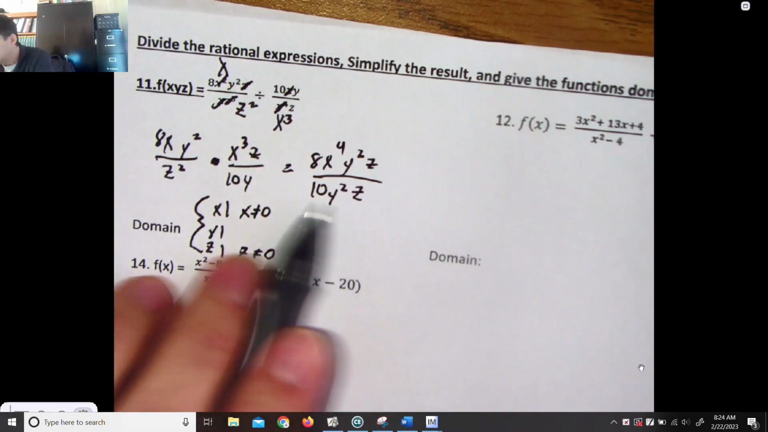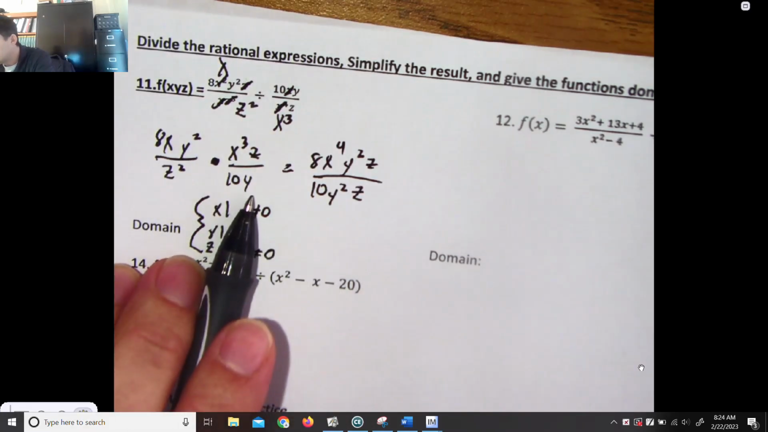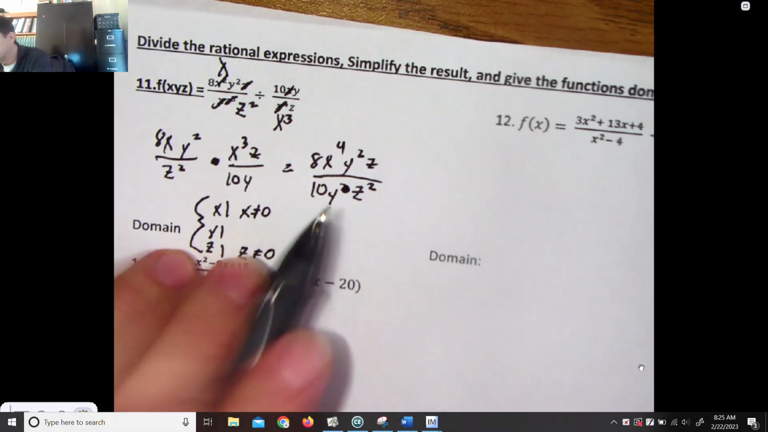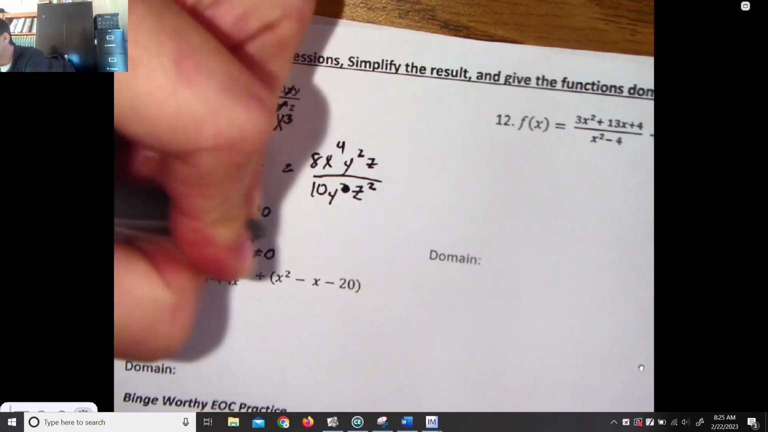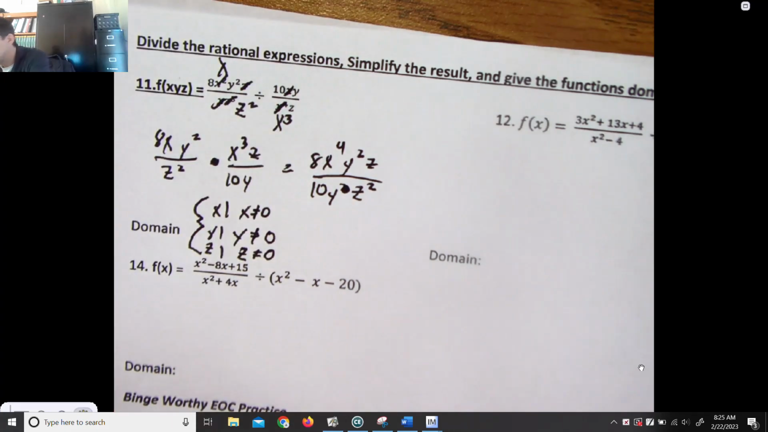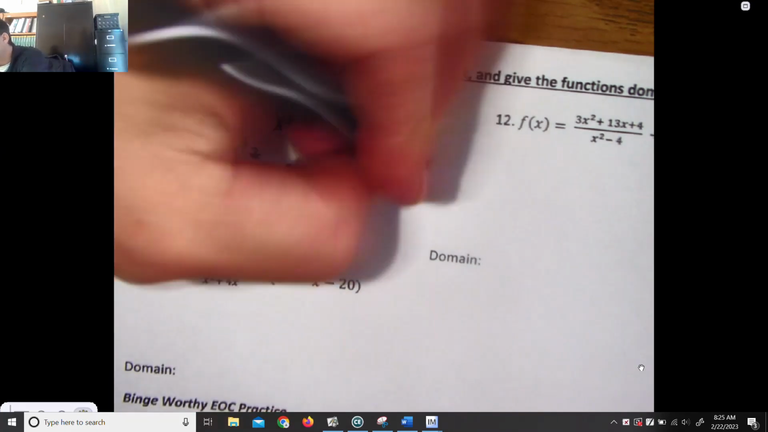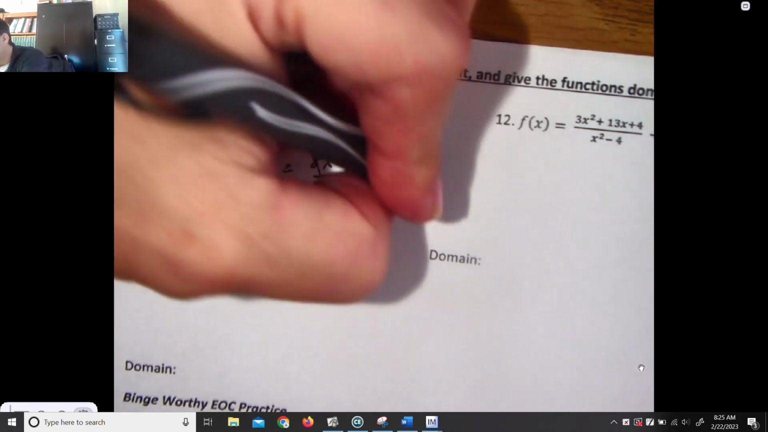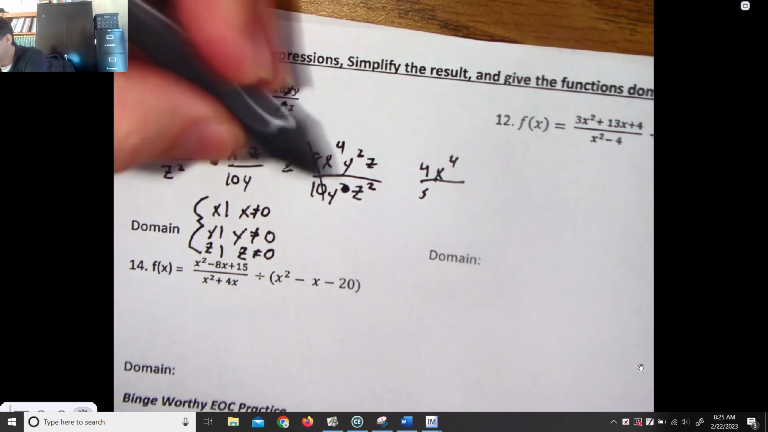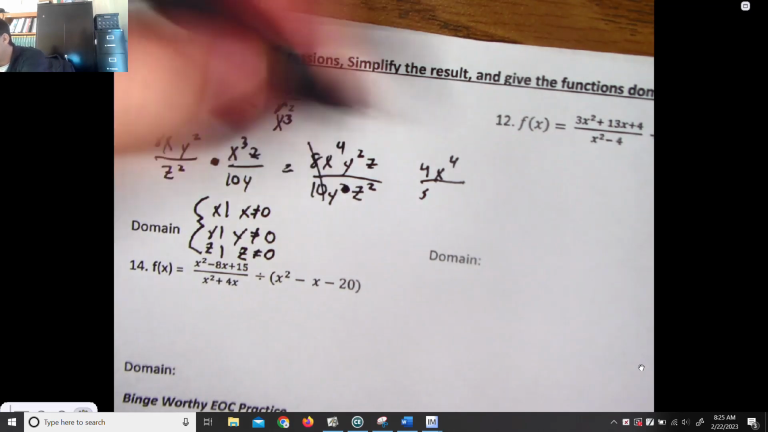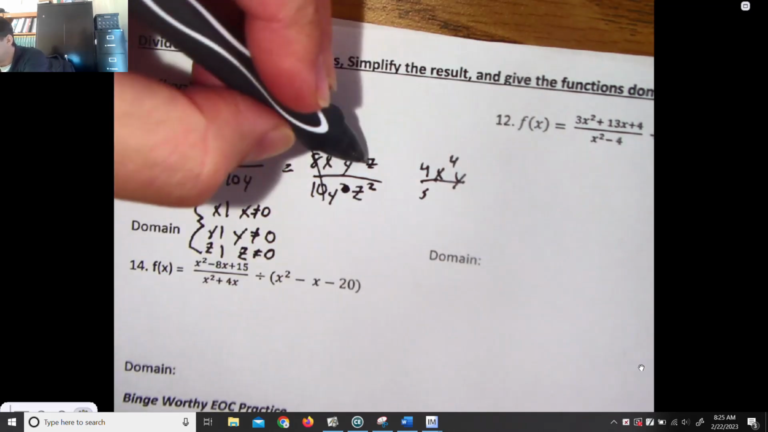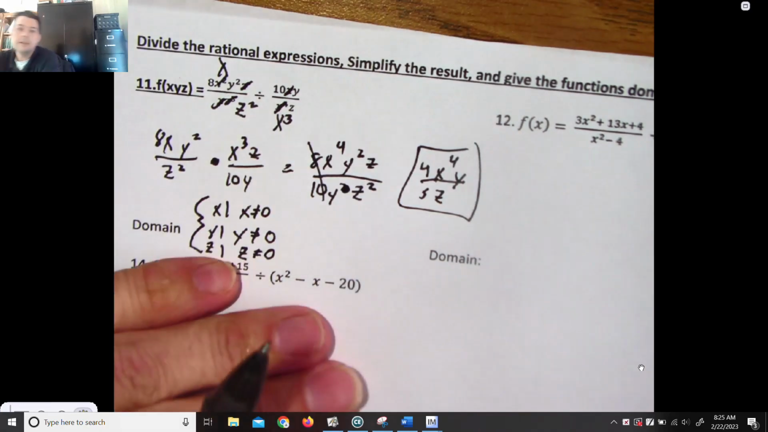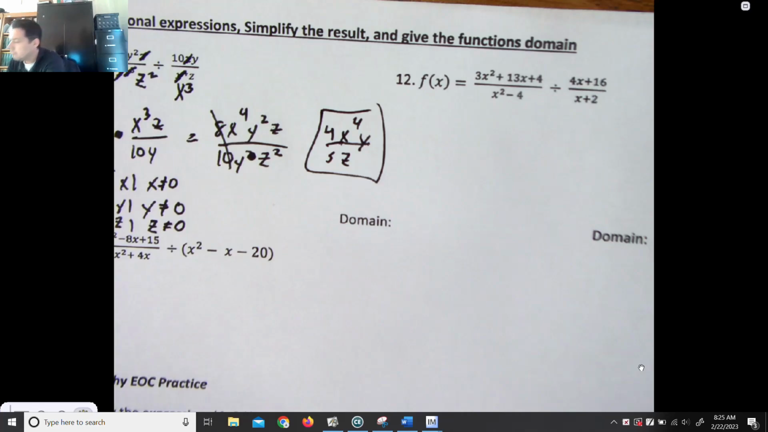And let's see if anything else has shown up. 10y z squared. Y can't be 0 either. Time to reduce. That'll become 4/5. We have x to the 4th up top. There's nothing down low. We have a y squared over a y, so a y up top, and we have a z over a z squared, so a z down low. There's the final answer in all her beauty.